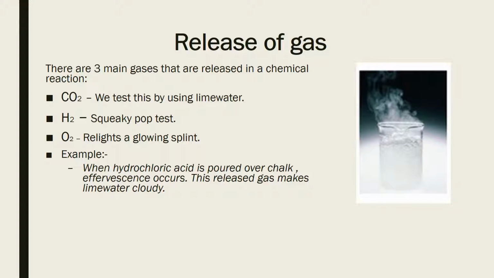Release of gas. There are 3 main gases that are released in a chemical reaction. So we've got carbon dioxide, hydrogen and oxygen. With carbon dioxide, we test this by using lime water. With hydrogen, this gives us a squeaky pop when we put a flame next to it. And with oxygen, it relights a glowing splint. So an example of this is when we add hydrochloric acid over chalk. Effervescence occurs. This released gas makes lime water cloudy.